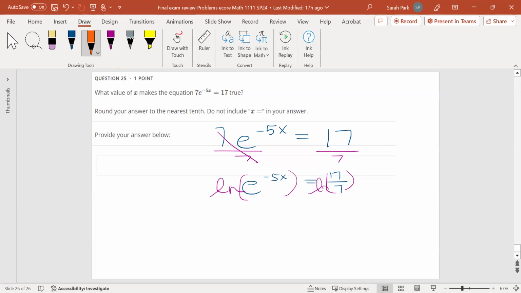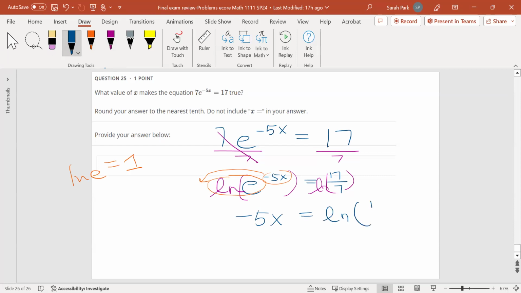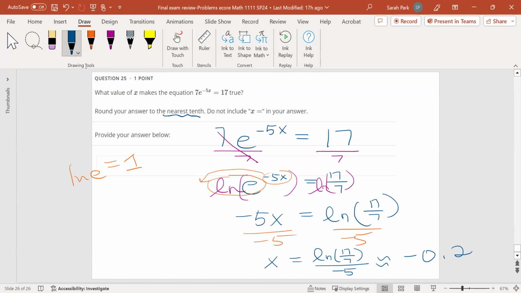Using what happens when you apply ln to e, ln of e is just 1. Since ln of e is 1, the -5x, if we use the power rule, would just come down and we have -5x. ln of e is 1, so we don't need to write the 1 there. Then we have ln of 17 over 7. And finally, we would just divide both sides by -5. So x is equal to ln of 17 over 7, divided by -5, and if you put that in the calculator, you would get -0.2, and we round to the nearest tenths.